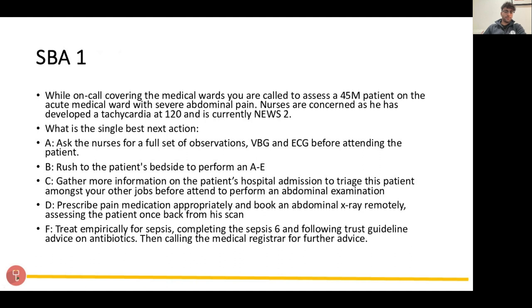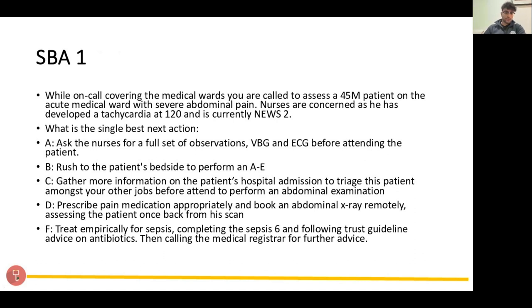So that's from A, ask the nurses for a full set of observations, VBG and ECG before attending the patient. B, rush to the patient's bedside to perform an A to E. C, gather more information on the patient's hospital admission to triage this patient amongst your other jobs before attending to perform an abdominal examination. D, prescribing pain medication appropriately and book an abdominal x-ray remotely, assessing the patient once back from his scan. And E, treat empirically for sepsis, completing the sepsis 6 following trust guidelines, advice on antibiotics, then calling the medical registrar for further advice.